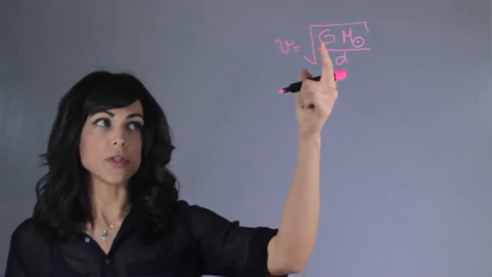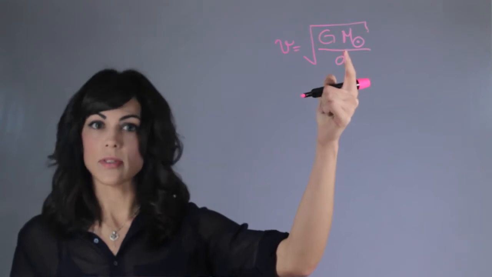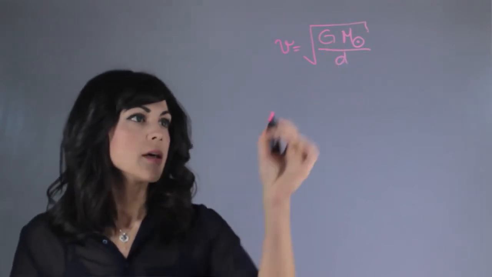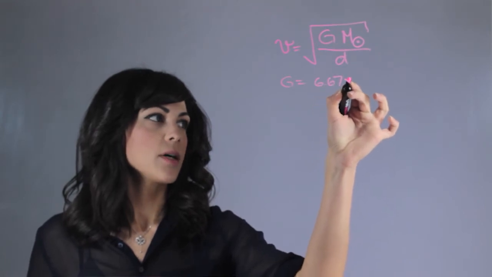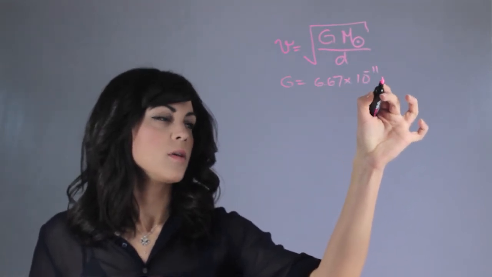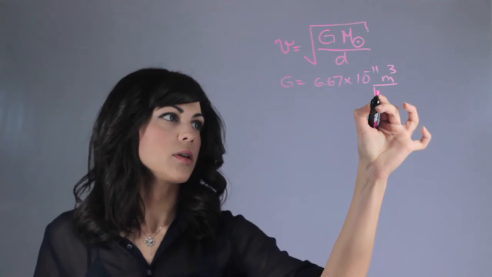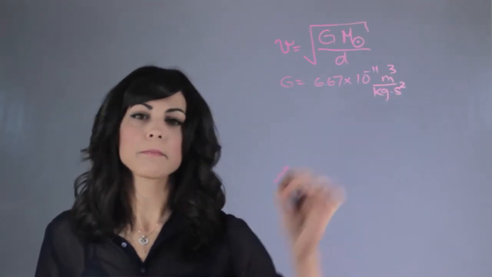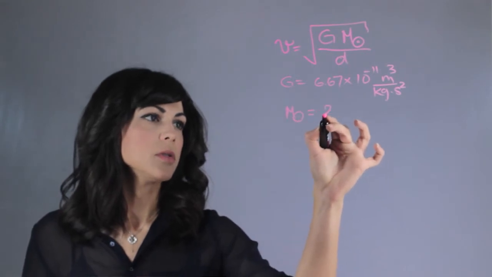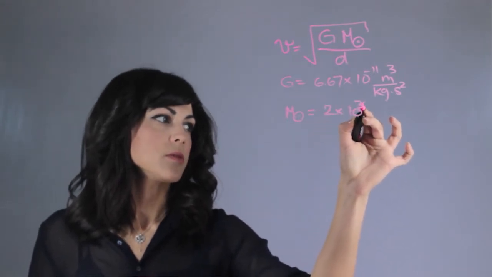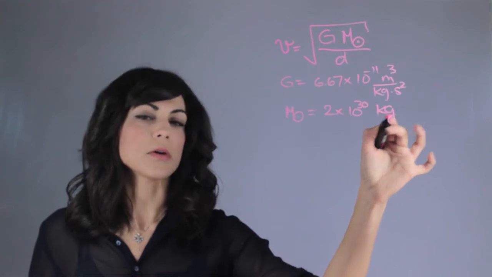So we need to know what G is equal to, the mass of the Sun, and we need to know the distance. Now, G is equal to 6.67 times 10 to the minus 11 meter cubed per kilogram times second squared. Now, what's the mass of the Sun? The mass of the Sun is 2 times 10 to the 30th kilograms.